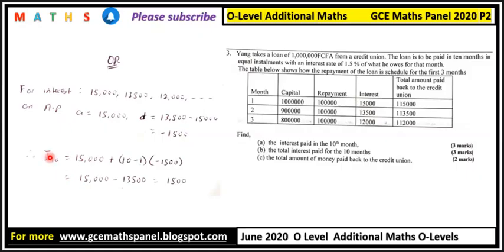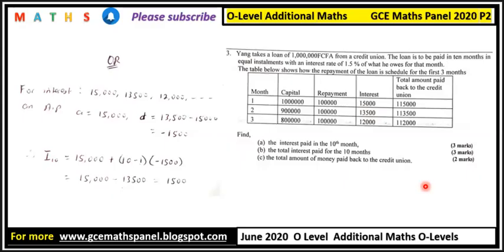Therefore, the interest of the 10th month will be equal to a plus n minus 1 times d, which is 15,000 plus, where n here is 10 for the 10th month, and the common difference is minus 1,500. So this is a better and faster way to do it. But I had to start with the other one so that people will not escape from this one. Maybe somebody may have an alternative. So that's what we have for A.